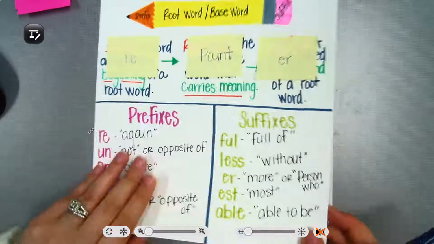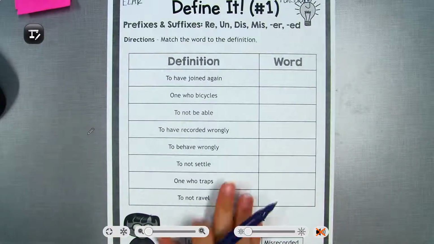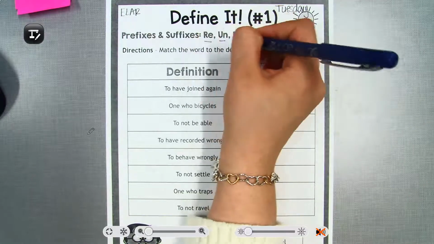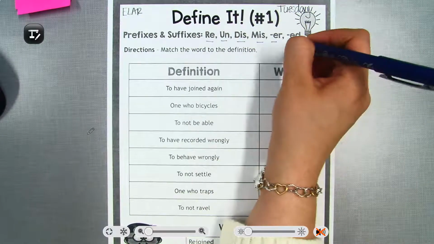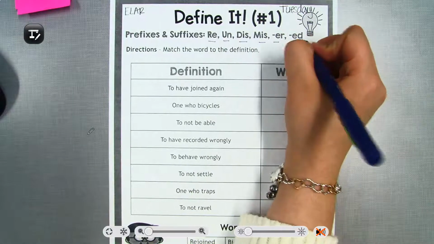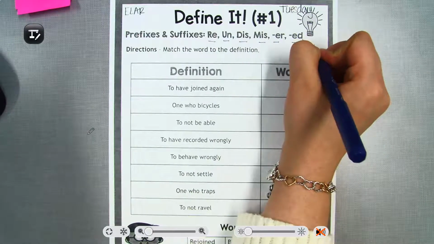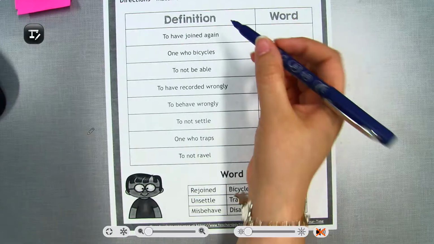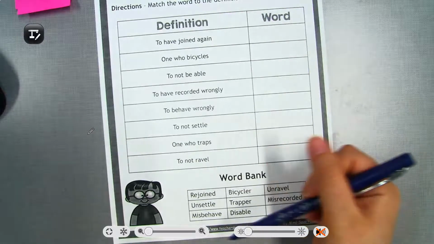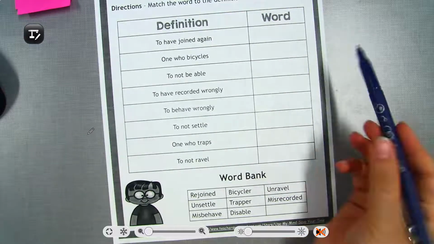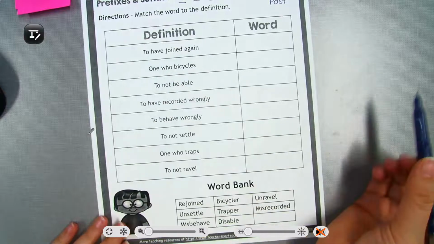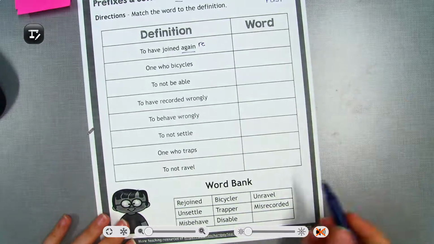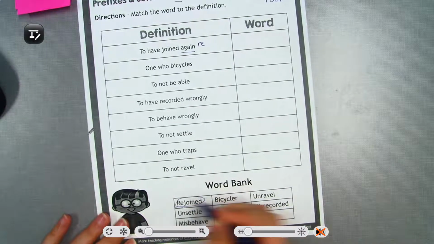So your handout for today looks like this. It's called Define It, and we are looking at the prefixes and suffixes re, un, dis, mis, er, and ed. Ed, guys, is past tense. That means it's happened in the past. Okay? So you are going to read the definition and find the word from the word bank that matches. So this one says to have joined again. So we know the word again is going to have re. So I'm going to look for a word that has re, rejoined.